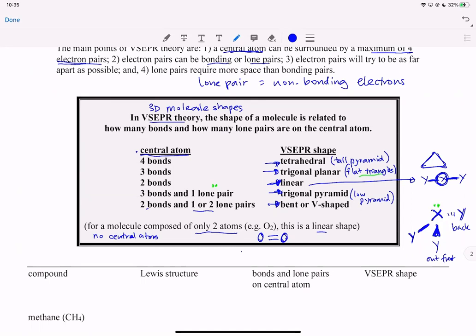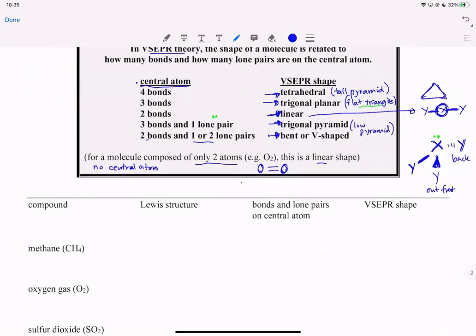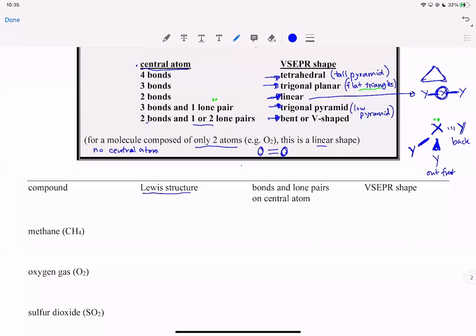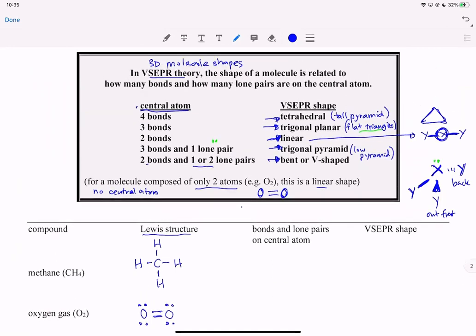Okay, so let's go on to, when you're given the Lewis structure, the ones that we have already looked at are the methane. So we drew this last time, so I'm just going to copy this from last time. It was a carbon in the middle with 4 hydrogens. And then we also had drawn the oxygen gas, which is an oxygen with a double bond and 2 lone pairs above each oxygen. Actually, did I do that on the last one?